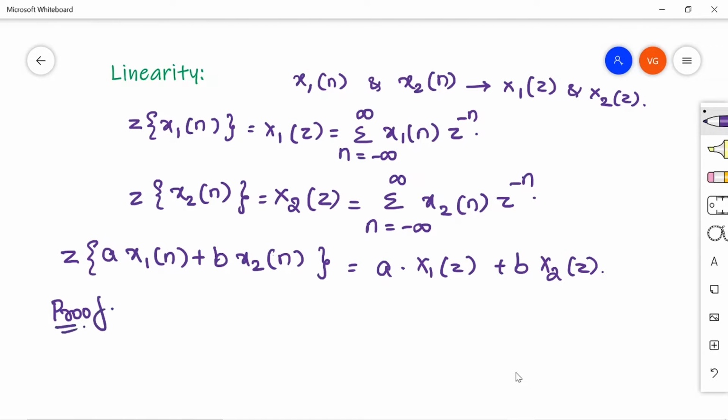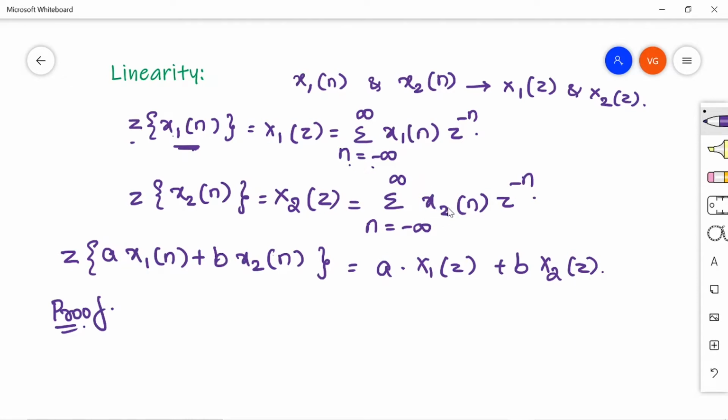Proof part. See here, Z transform of x1 of n, by definition I have written as sigma, n running from minus infinity to infinity, x1 of n z power minus n. Meaning, in place of whatever signal I am taking, that is coming here, right? So x1 of n. See here, for x2 of n I am writing, so here it is coming as x2 of n.